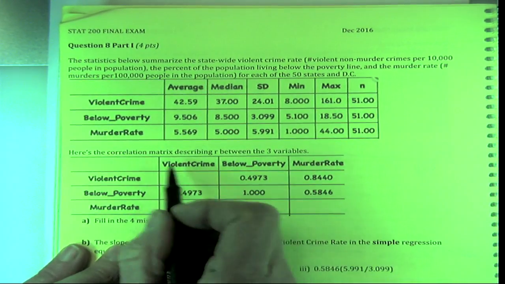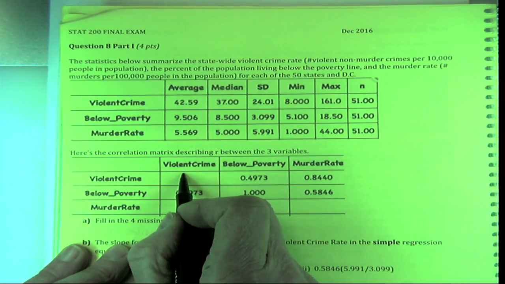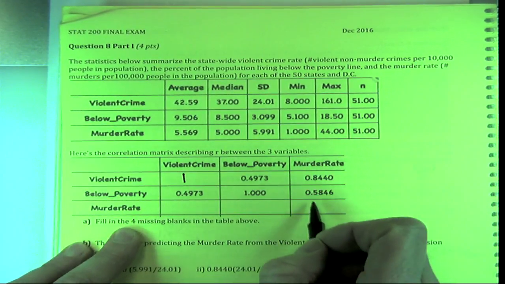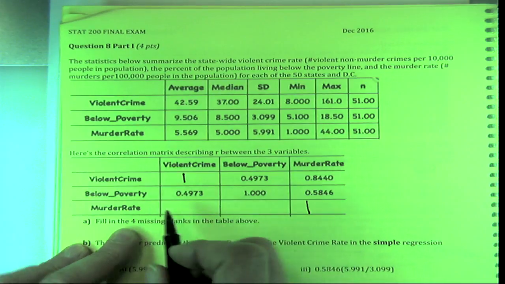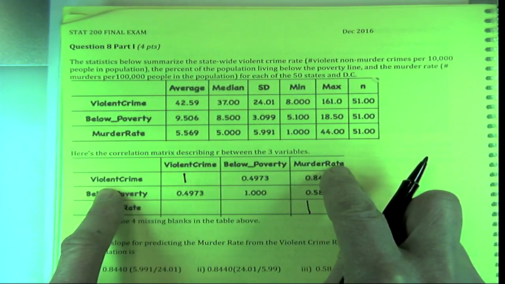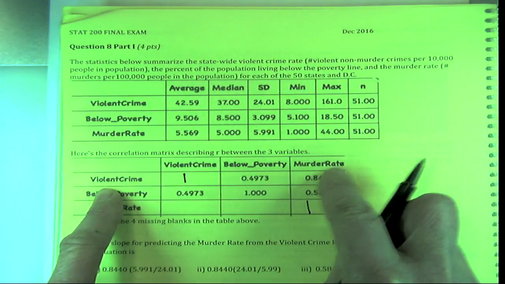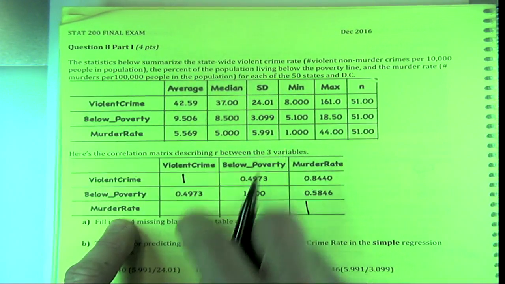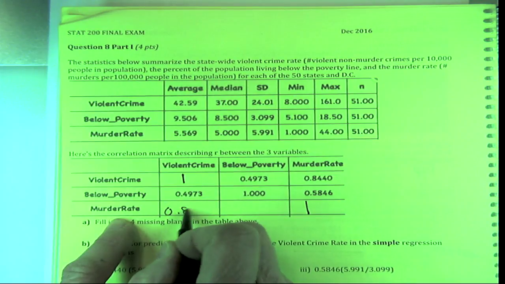Fill in the blanks. Well, violent crime has a correlation of 1 with itself, 1 here. And here, this is going to be symmetrical. The correlation between crime and murder rate will be the same as between murder rate and crime. So that looks like that.